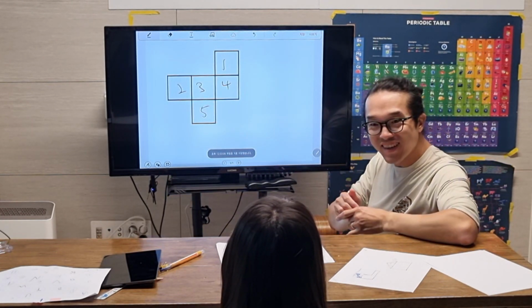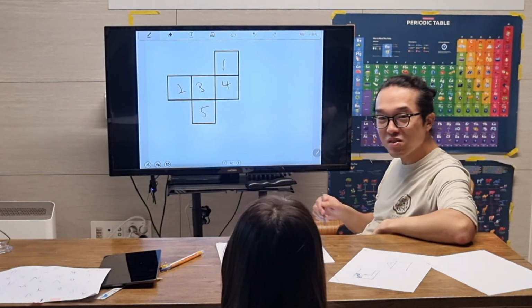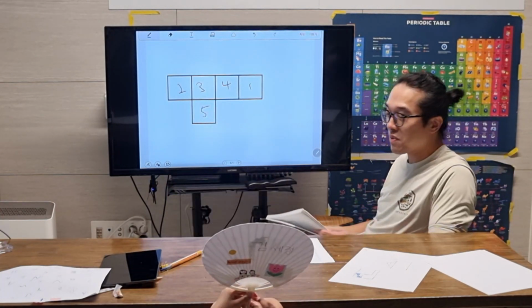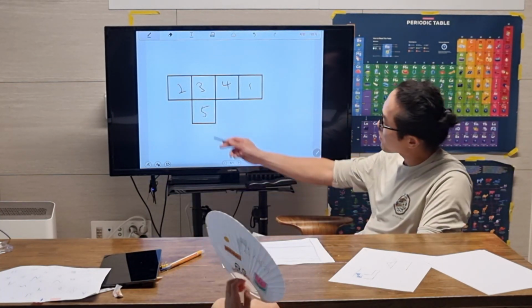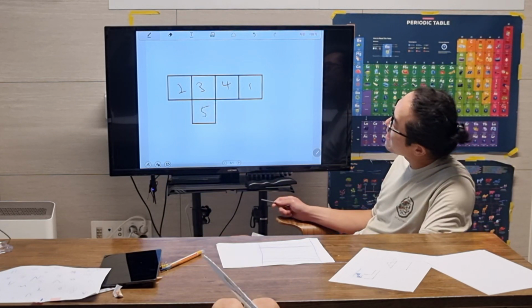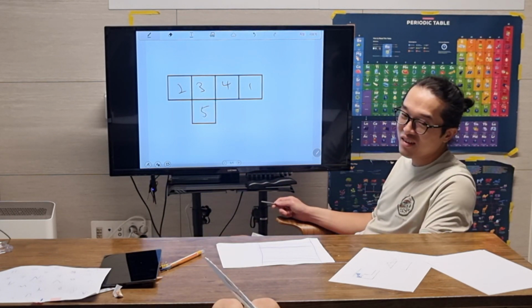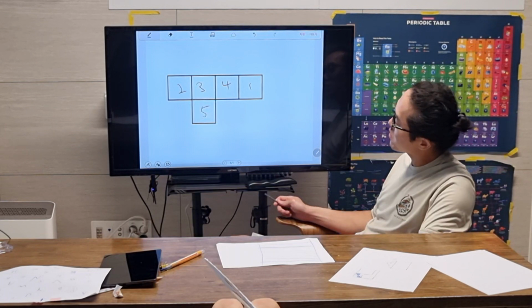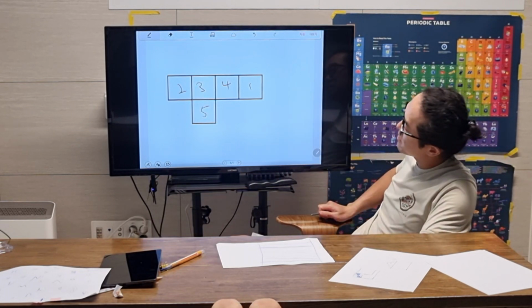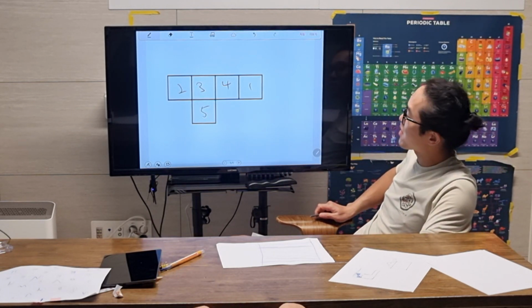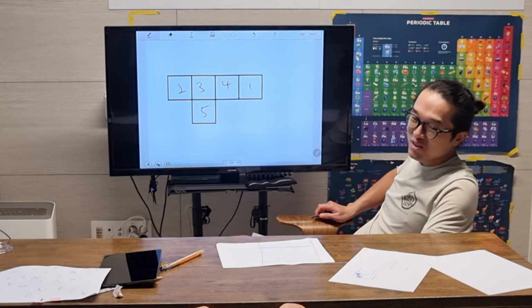That's correct. You got it right, Zejo. Which square would be the bottom of this box? Which square? Let's fold this. Well, it's too easy. What's the answer then? I think it's 5. That's correct.